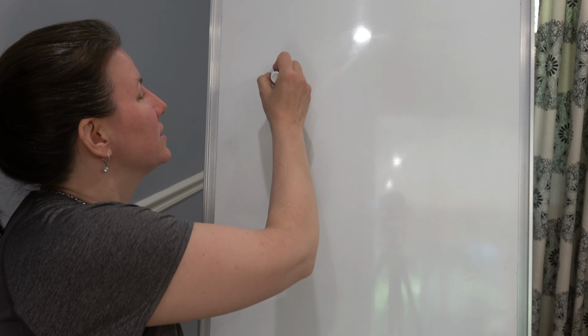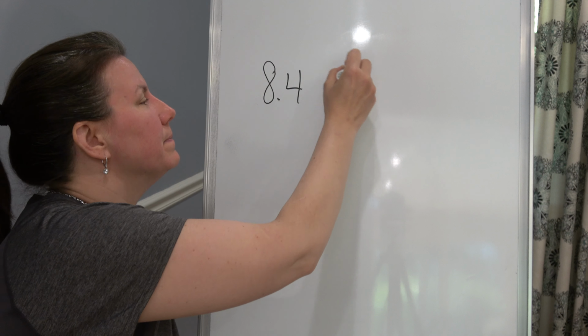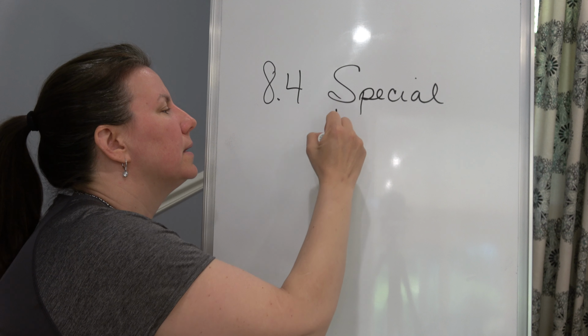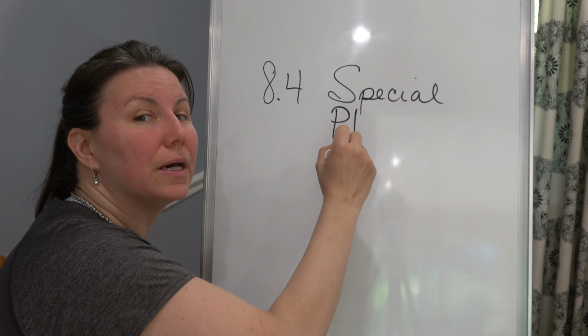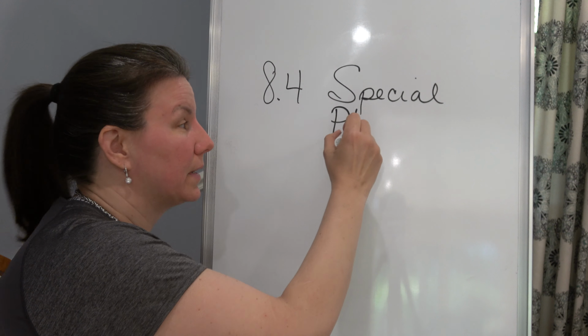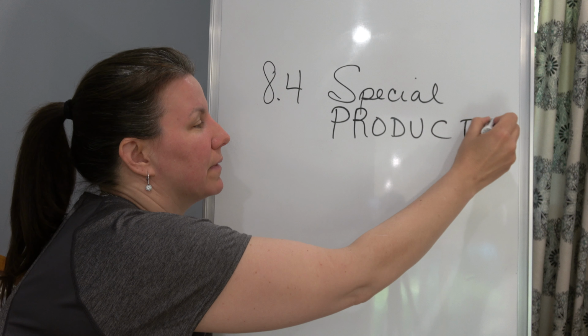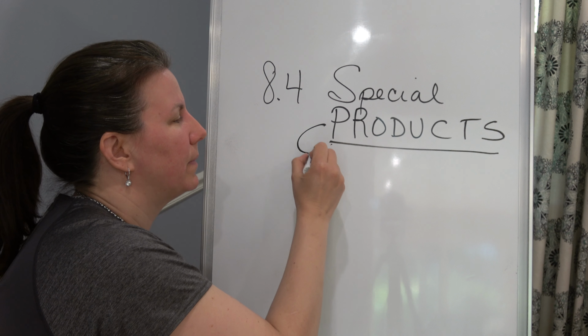Hi folks, today we're going to talk about special products. And special products are pretty easy if you've already done section 8.3, right? So special products, so looking at multiplying, right? That's what product means, to multiply.